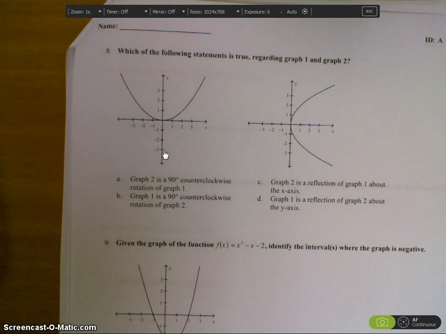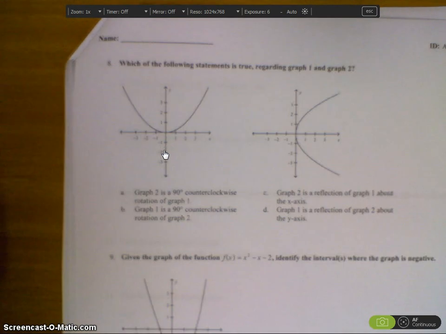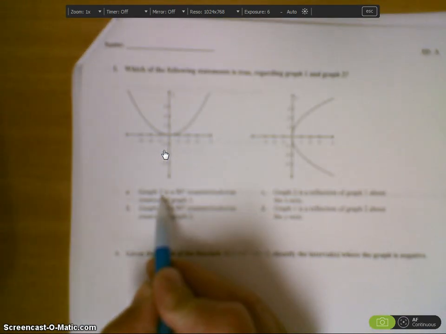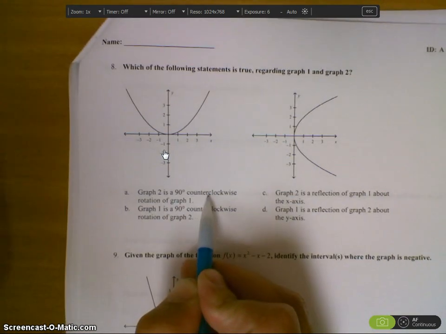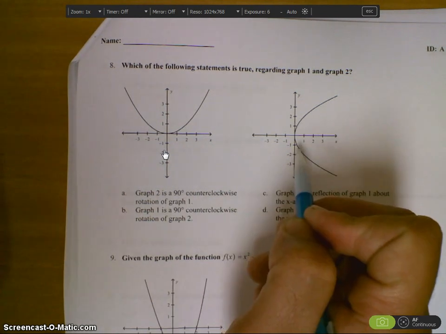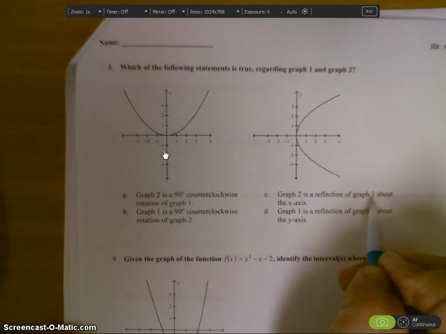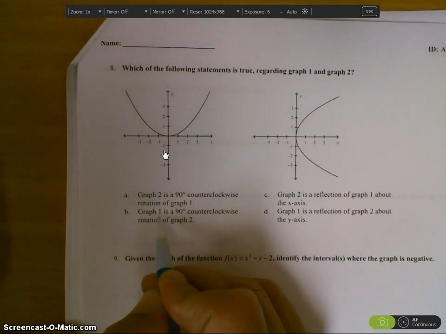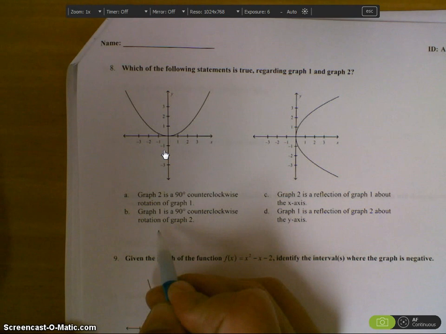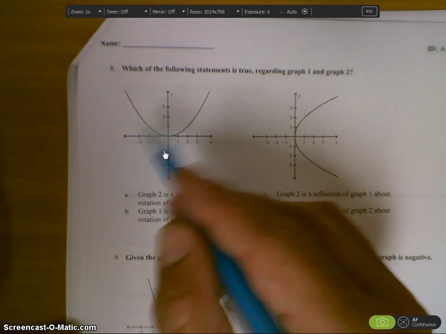All right, which of the following statements is true regarding the graph of 1 and 2? This one's a little tricky. Graph 2 is a 90-degree counterclockwise rotation of graph 1. Graph 2 is a reflection of graph 1 about the x-axis. Graph 1 is a 90-degree counterclockwise rotation of graph 2. I think we can agree it's a 90-degree rotation. How it's worded is the tricky part.